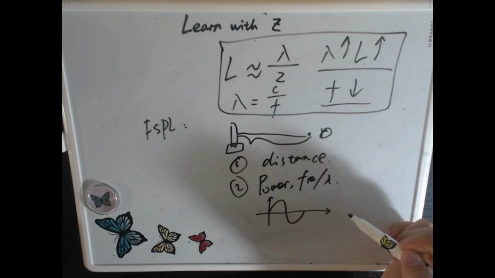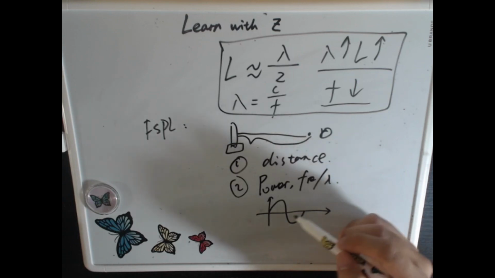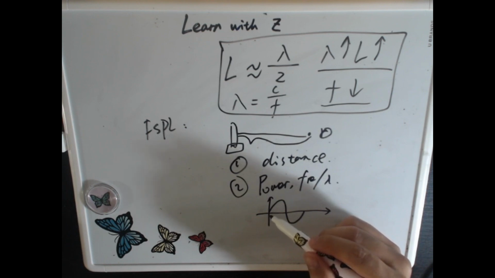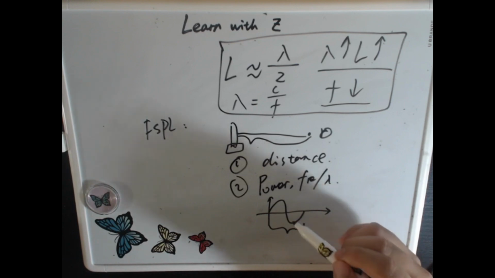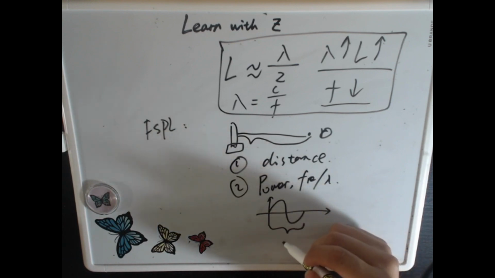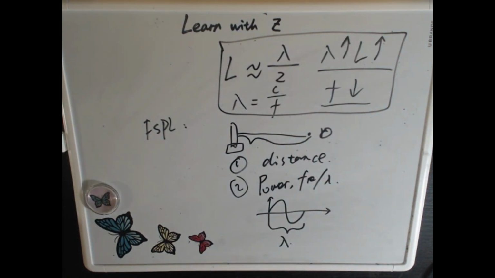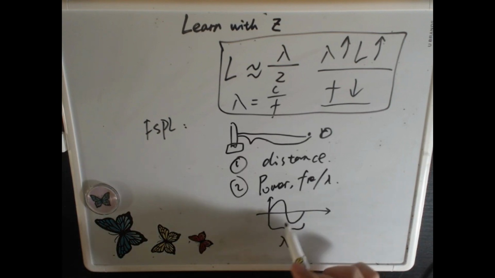So what is a wavelength? Wavelength is the distance between two peaks, or the distance of a complete sine wave. We call this the wavelength. How to differentiate between signal 1 and signal 2 is the shape of this image, right?